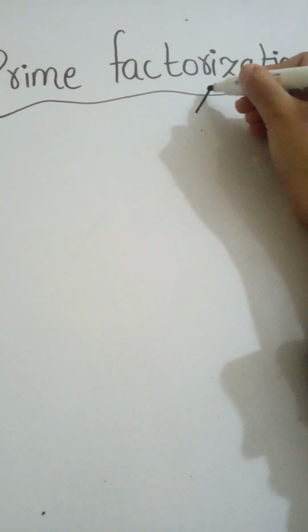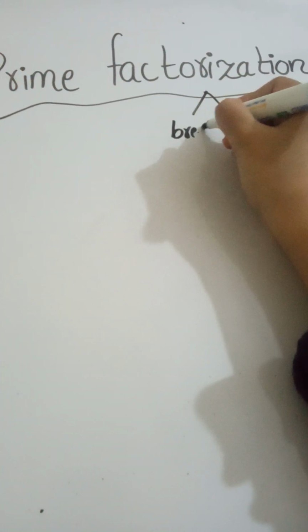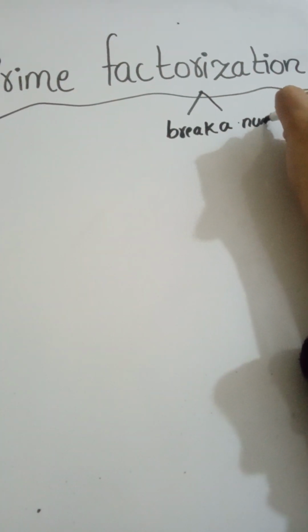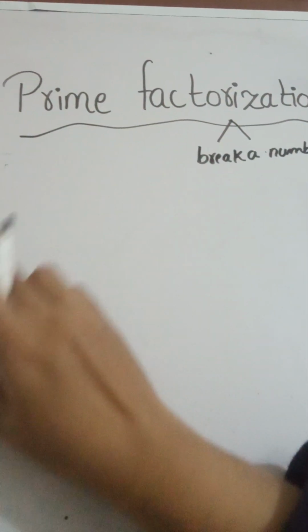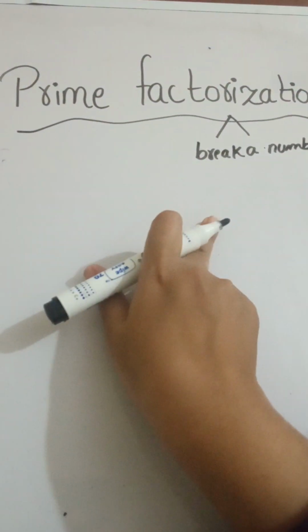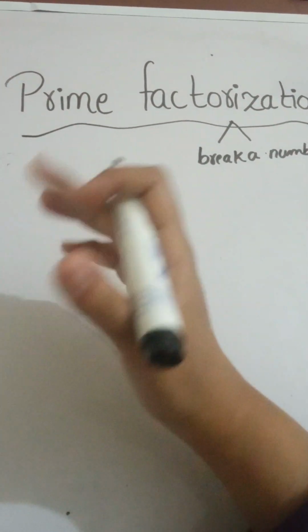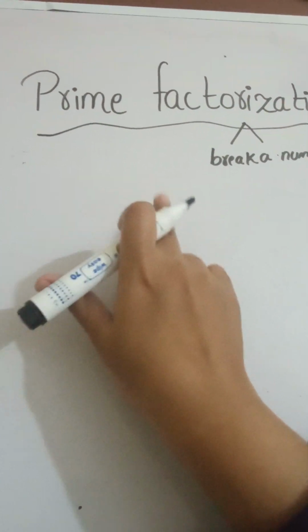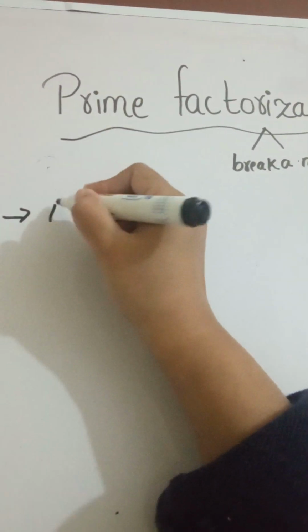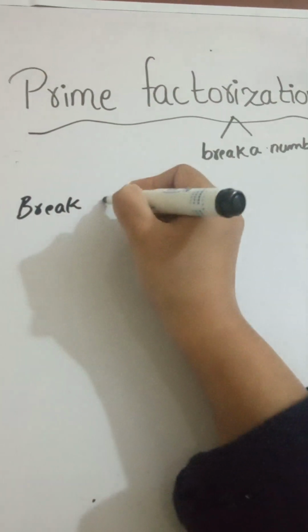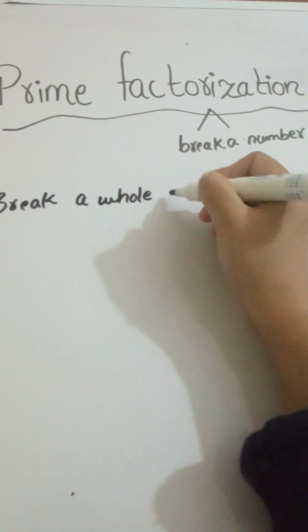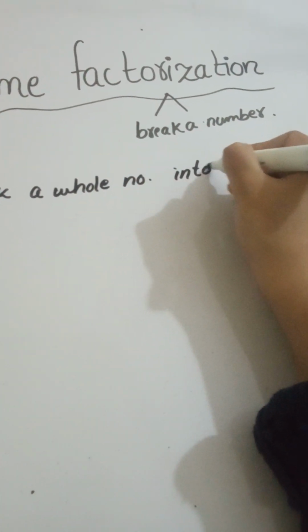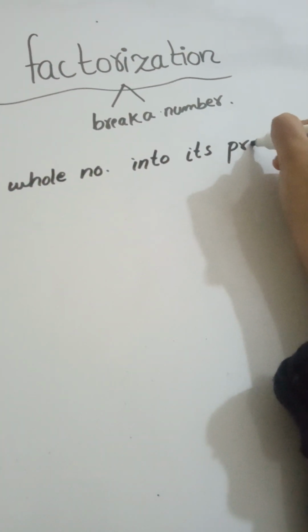Now we will move on to what prime factorization is. The simple meaning of factorization is to break a number. Factorization means break a number. Prime factorization means break a number into its prime factors. I'm explaining it again. Prime factorization means break a number into its prime factors. I'll write here: break a whole number into its prime factors.